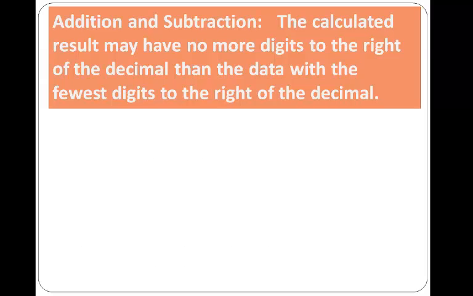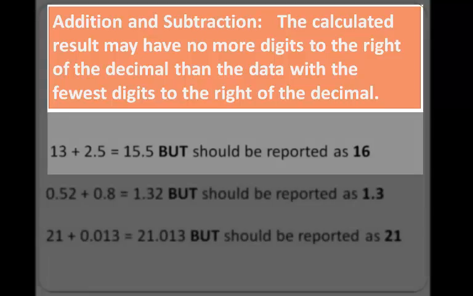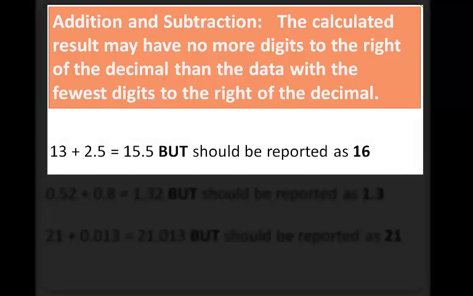When you're adding and subtracting, the rule's a little different. The calculated result may have no more digits to the right of the decimal than the data with the fewest digits to the right of the decimal that went into it. So 13 has no numbers to the right of the decimal. 2.5 has 1 to the right of the decimal. The calculator says 15.5, but because I had none to the right in 13, my answer can have none to the right of the decimal. So I have to round it to 16.